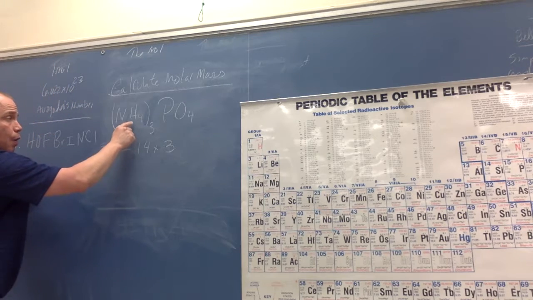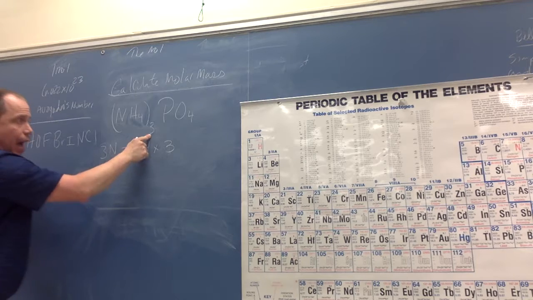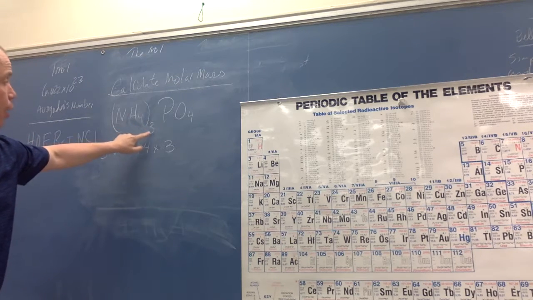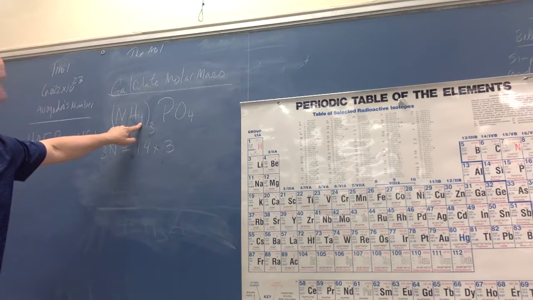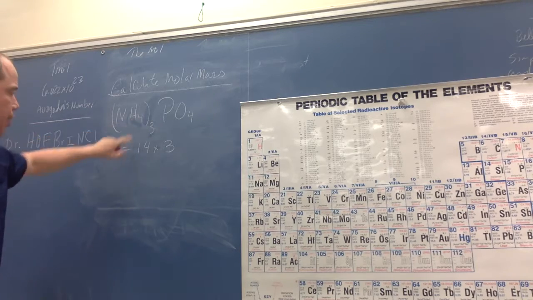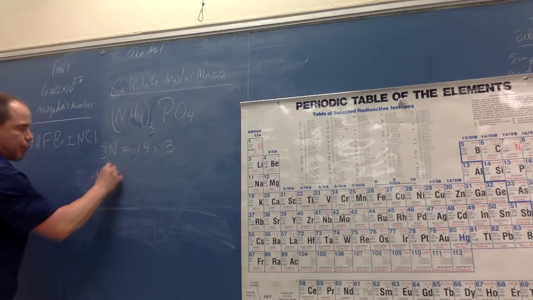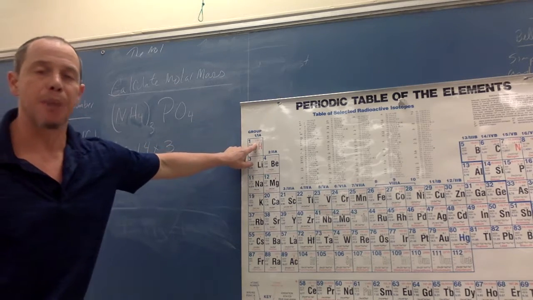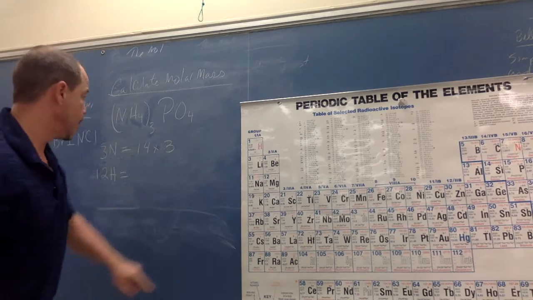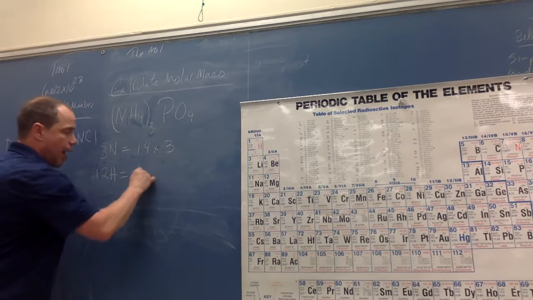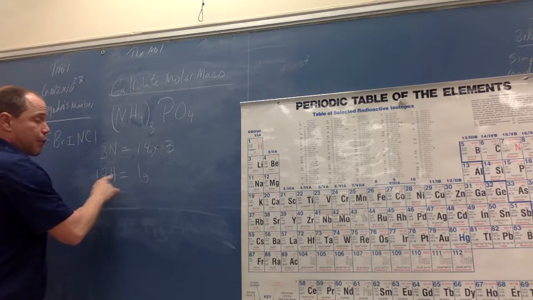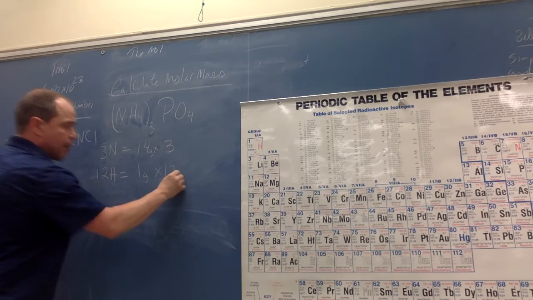I also have 4 hydrogens inside the parentheses and 3 out. That 3 is distributed to the parentheses. 3 times 4 is 12. That means I have 12 hydrogens. Looking at my periodic table, each hydrogen has a mass of approximately 1 gram, molar mass of 1 gram. So I put a gram sign here, and I have 12 of them, so that's times 12.